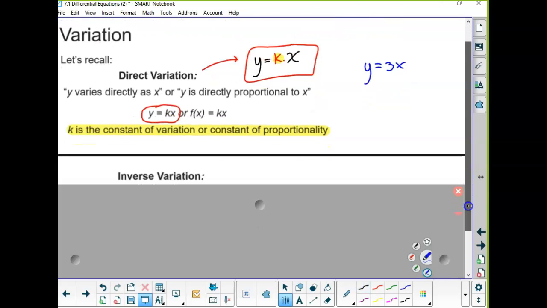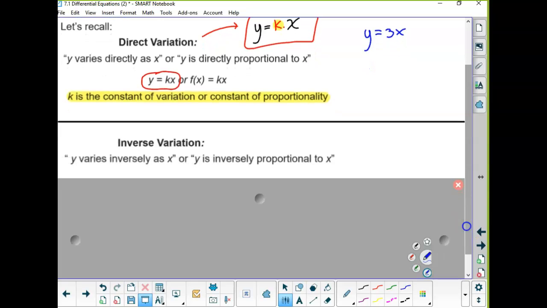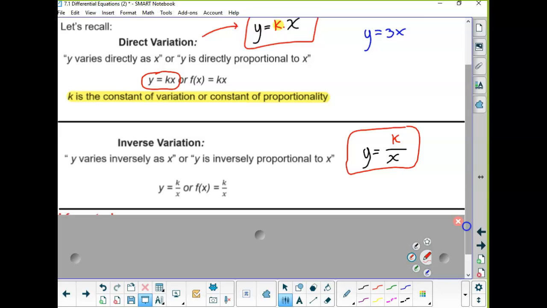The other variation is inverse variation. And we would read this as y varies inversely with x, or y is inversely proportional to x. And the inverse side looks like this. It's divide. So instead of multiply, k times x, it's k divided by x. And that gives us a different type of relationship that we can see with functionality, and that's what we have right here. So nothing super crazy on that.